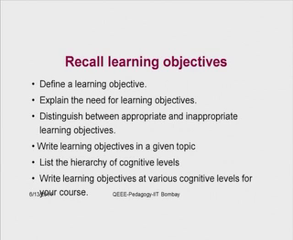This is a continuation of yesterday's session, that is learning objectives and hierarchy of cognitive levels. So now moving on to today's session. Just recollecting yesterday's lesson, if you remember, these were my objectives: define learning objective, explain the need of learning objective, distinguish between appropriate and inappropriate learning objective, and write learning objectives in a given topic.